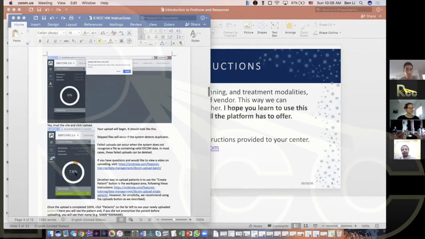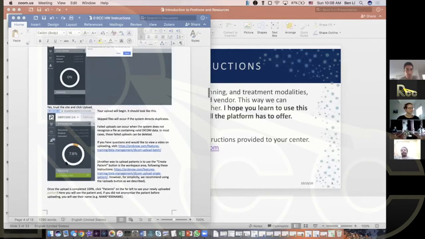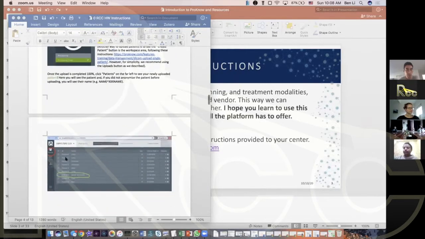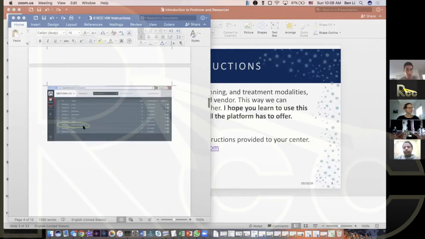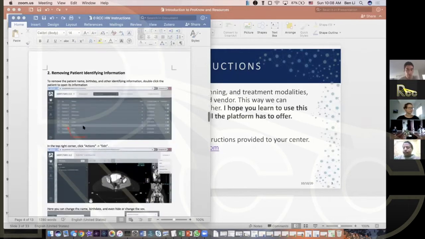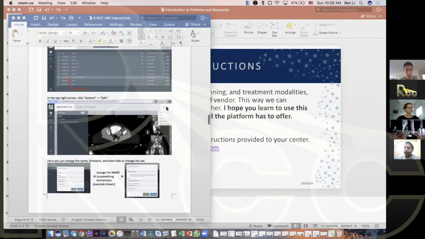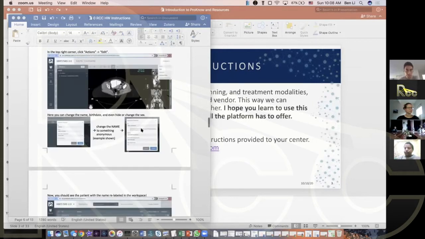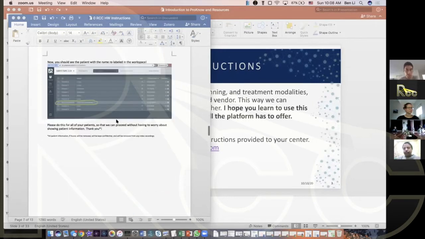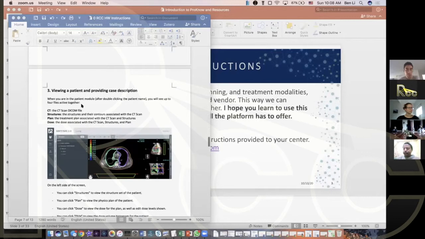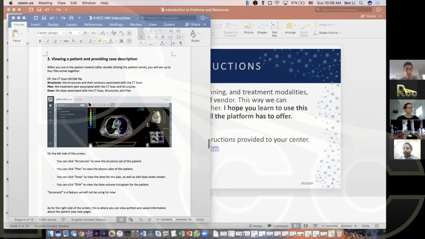And then once it's loaded, you should see the progress bar. And then you'll see the patient that you loaded. You can change the patient name simply by double-clicking on it. Then in the top right screen, you'll click Actions, Edit, and you can choose the name. And then here's what it looks like when we're actually looking at a case.